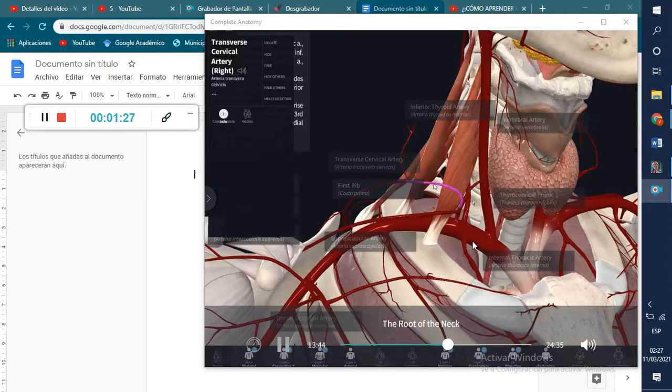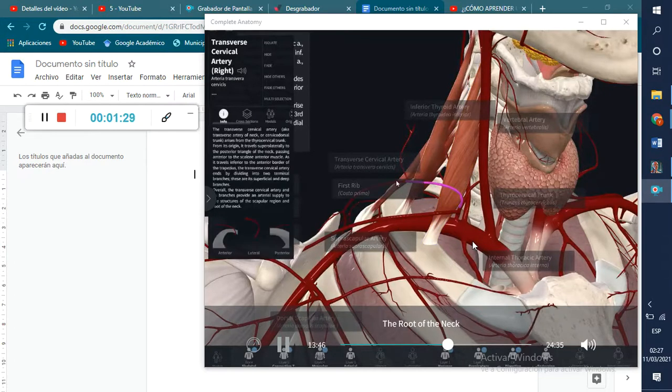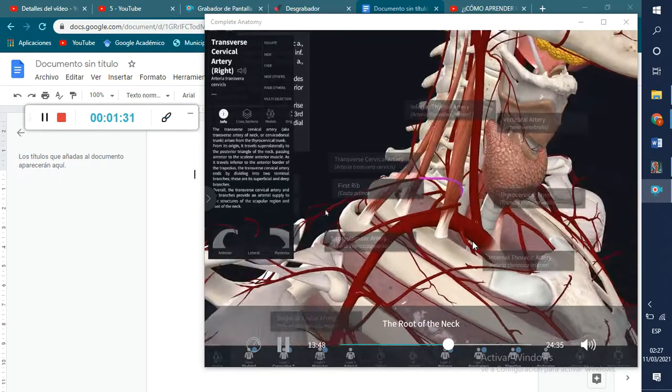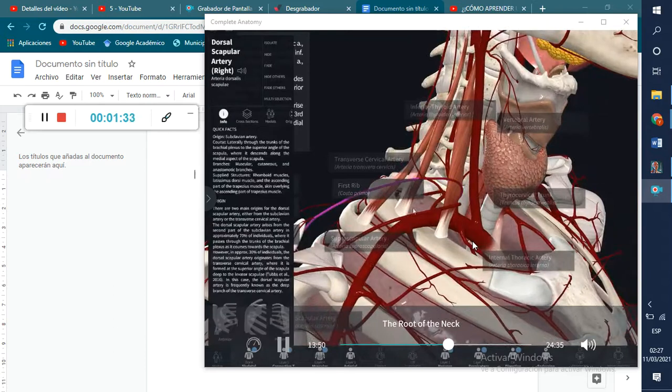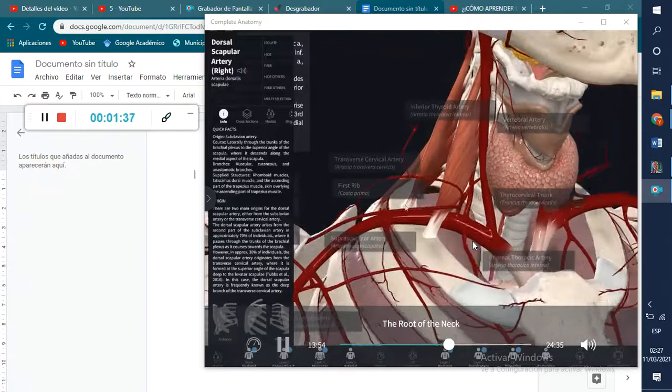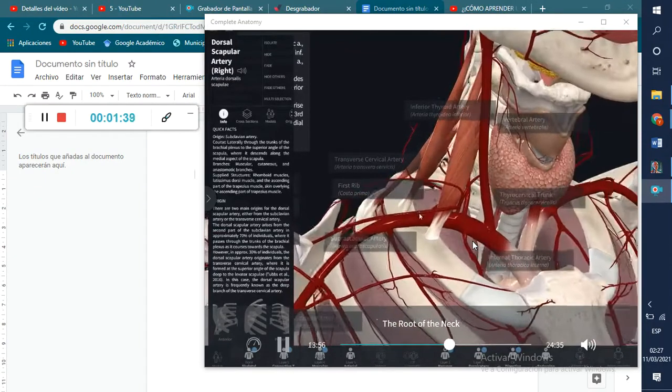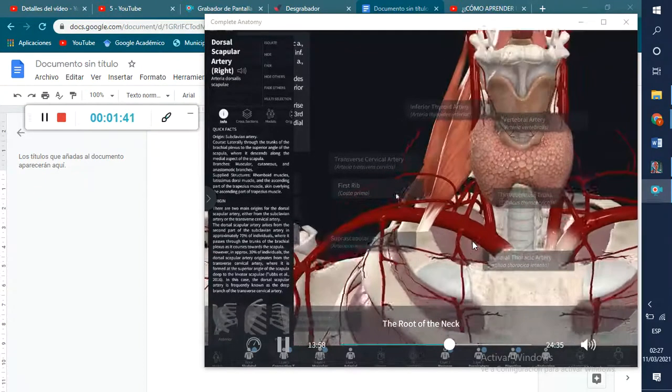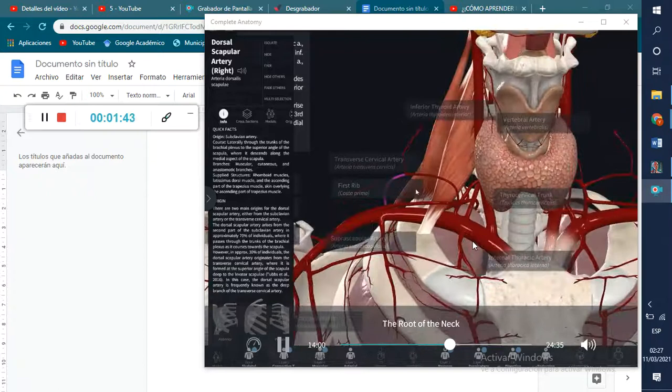However, in this case, we have the dorsal scapular artery coming off as a branch of the transverse cervical artery. And this pattern where the dorsal scapular arises as a branch of the transverse cervical is present in approximately 30% of all anatomical donors you will encounter.